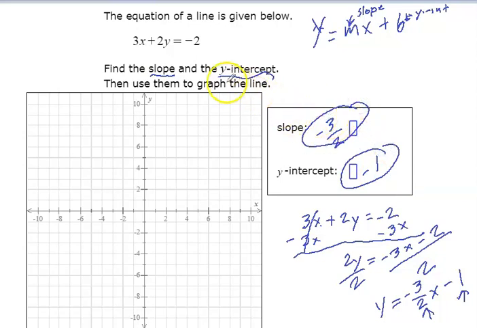And then from that, we want to graph the line now. So we can graph the line again with the slope and the y-intercept. First, we start with the y-intercept of negative 1. After we put a point in, we want to use our slope to find another point. So let's use that slope of negative 3/2. So we go down 1, 2, 3, over 1, 2. Put another point in. Then after we have 2 points in, we can just go ahead and connect them with a line. And there we go.